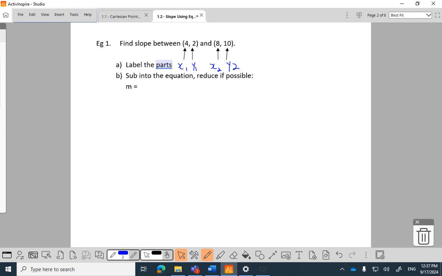You need this formula to do it this way: y2 minus y1 over x2 minus x1. This calculates rise and run for us. It does all the work for us. It graphs it. It counts the squares. It does everything. So my question is, the formula says y2. What is y2?